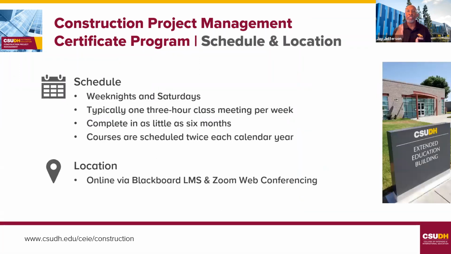Registration is a very simple process, and we're going to talk more about registration later. The schedule is typically nights, weeknights and Saturdays. The typical course is 3 hours, but there are some exceptions to that. One class is 1 full day, but you can complete all 6 courses in as little as 6 months. Each course is scheduled twice a year, so you should have many opportunities to complete the program in 6 months.